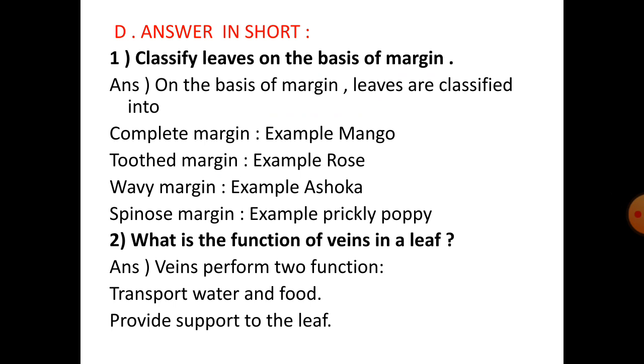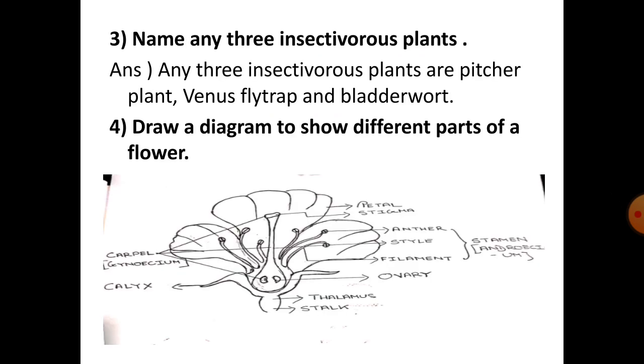Number 2. What is the function of veins in a leaf? Veins perform two functions: transport water and food, and provide support to the leaf. Question 3. Name any three insectivorous plants. Any three insectivorous plants are pitcher plant, Venus flytrap and bladderwort.